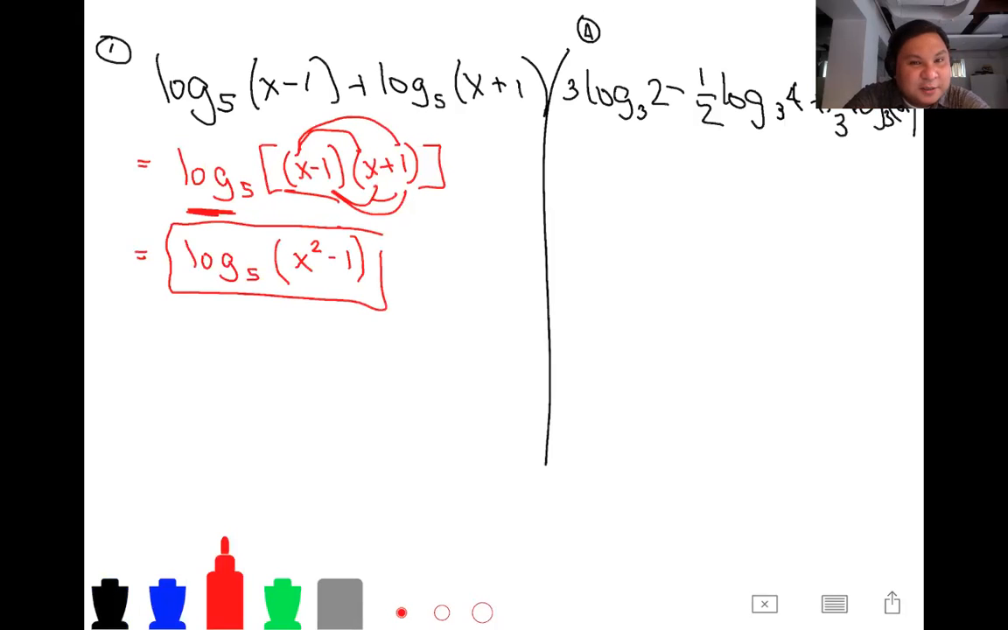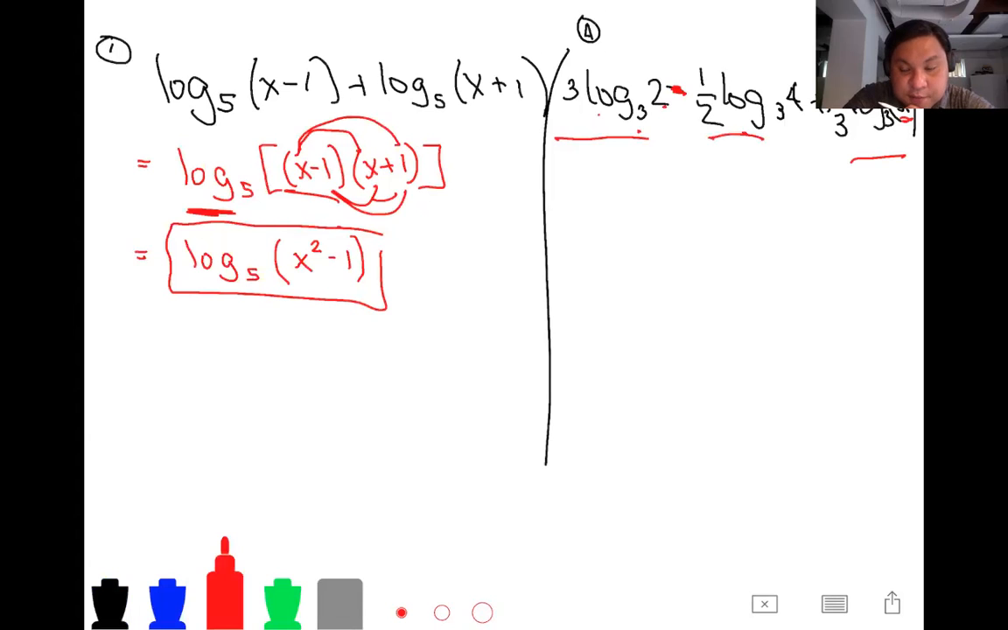So now we go to number 4. Number 4 seems a bit complex. It has 3 logarithmic expressions. So 3 times logarithm of 2 to the base 3 minus 1/2 logarithm of 4 to the base 3 plus 1/3 logarithm of a to the 6th, to the base 3.